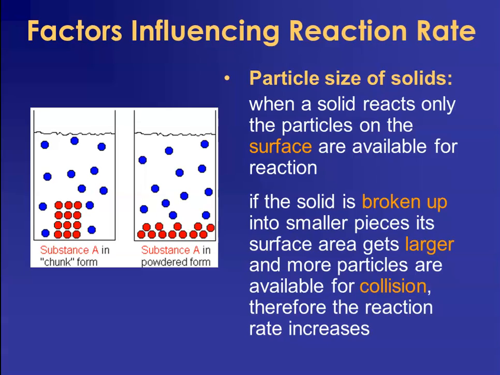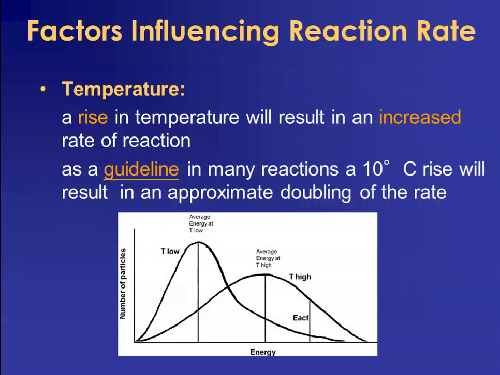with whatever they are combining with. So more surface area, more collisions, hopefully better orientation, and more energy to get you to the transition state more effectively. Temperature will also play a role. As you increase your temperature, your rate of reaction should also increase. It's going to increase your kinetic energy, which will increase the amount of energy associated with your collisions. Approximately a 10 degrees Celsius increase will cause a doubling of your rate.